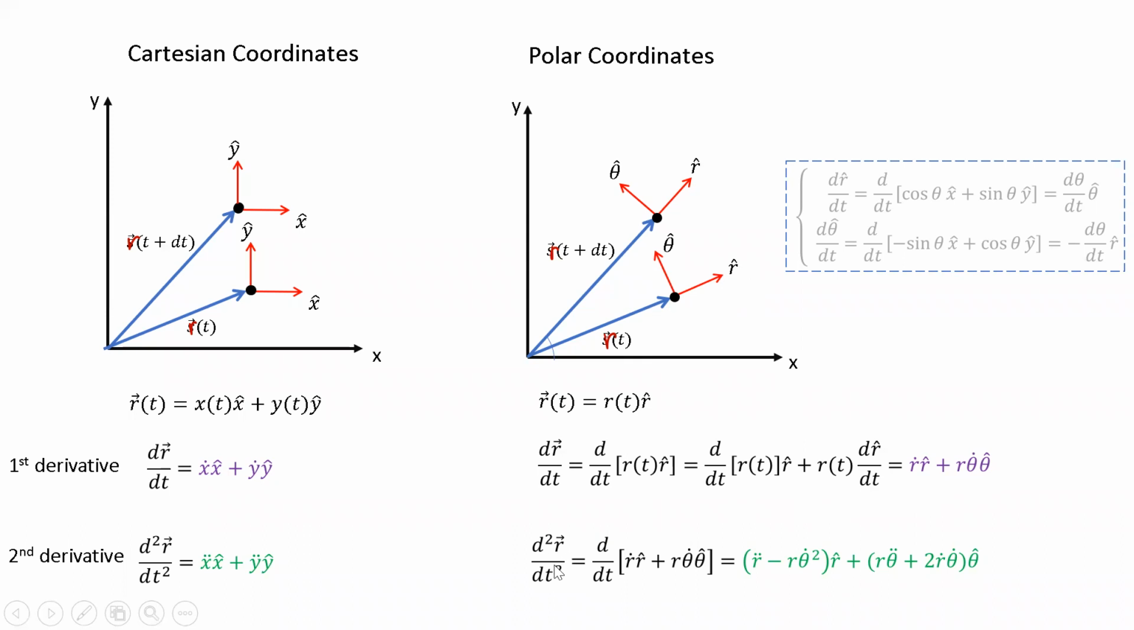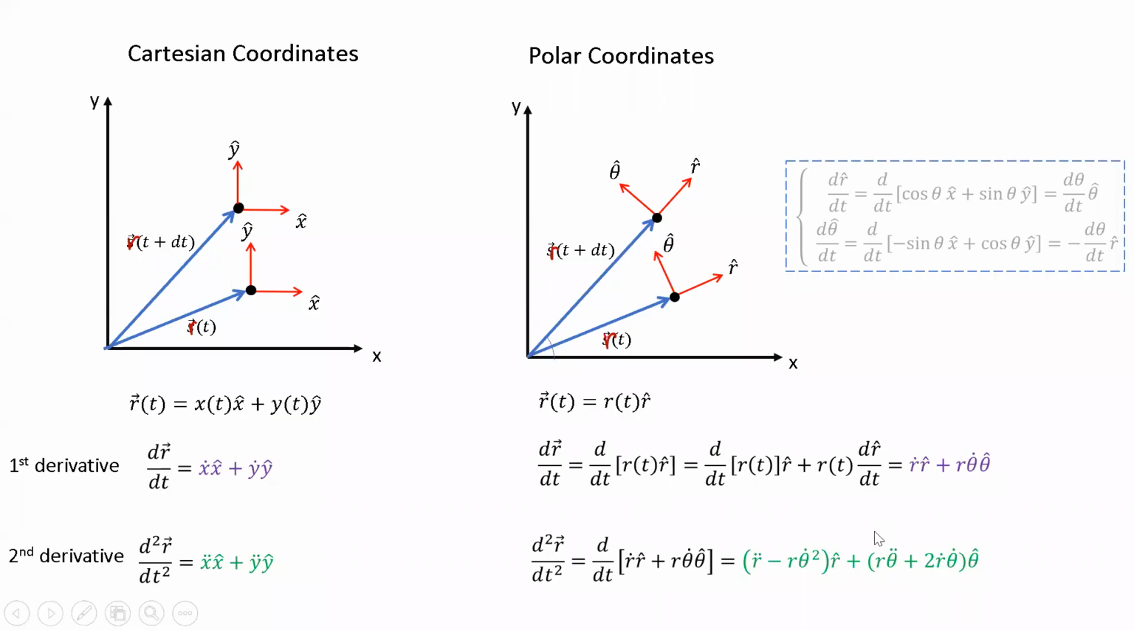So, and then this d square r dt square, right? So you actually need to take this whole thing and then take the derivative again, and you get this complicated expression. Okay. So now, this is the one that we'll need to use over here, because m a, right? So m d square r dt square in polar coordinates will be written this way.